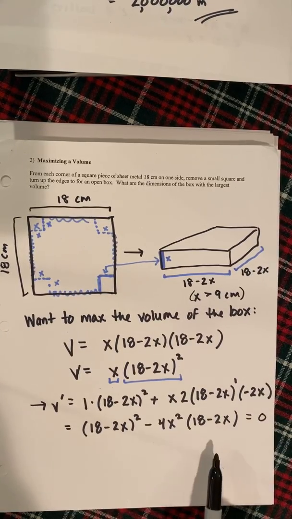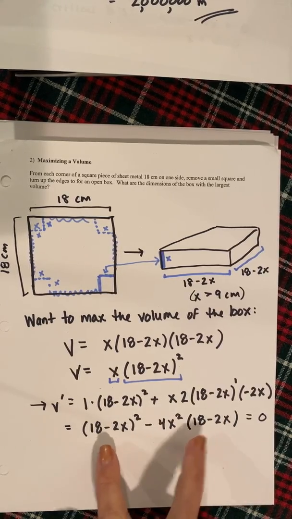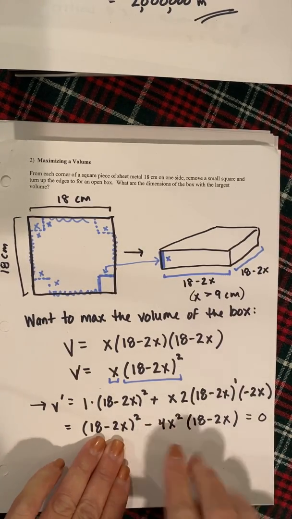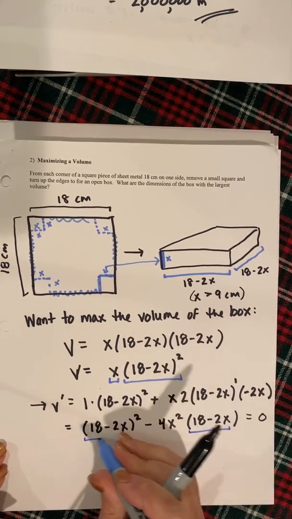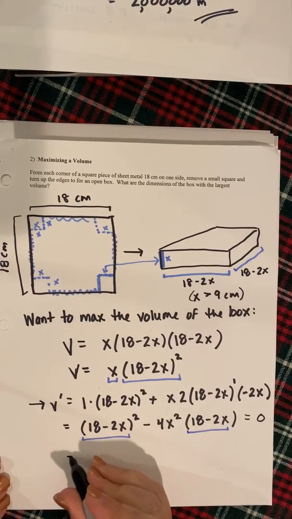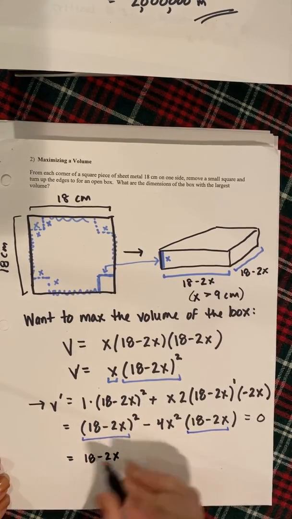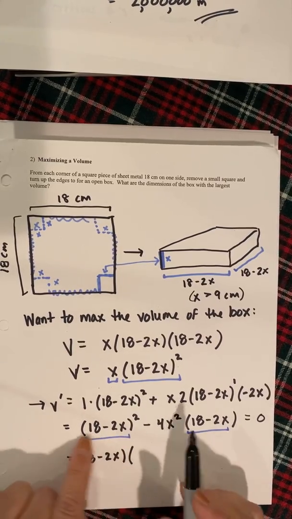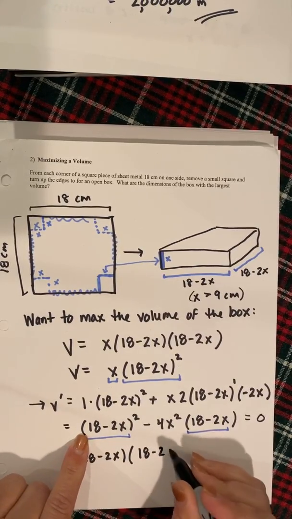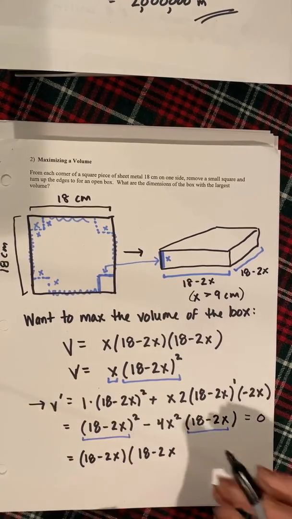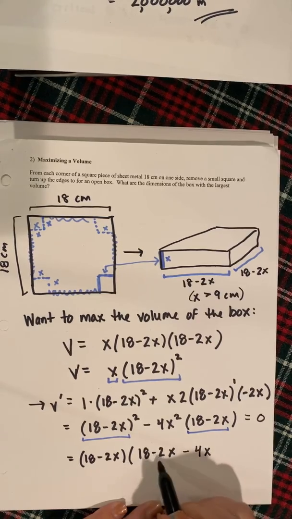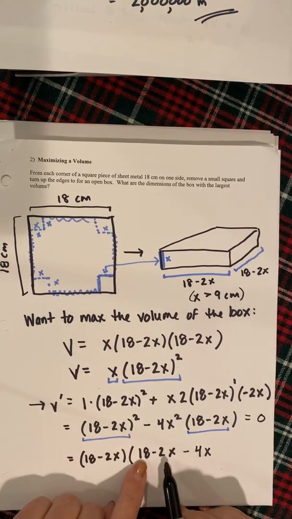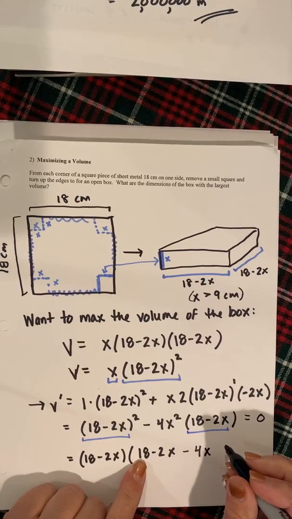So again, you can distribute this out, but I'm going to use techniques that we did in the max-min section, and I'm going to notice that we have this chunk of stuff minus this chunk of stuff, and both of these terms have an 18 minus 2x in them. So if you pull the 18 minus 2x out from each term, what's left here is 18 minus 2x times the remaining 18 minus 2x minus 4x squared.